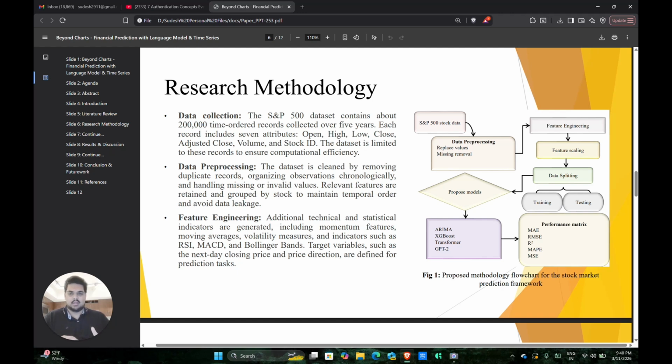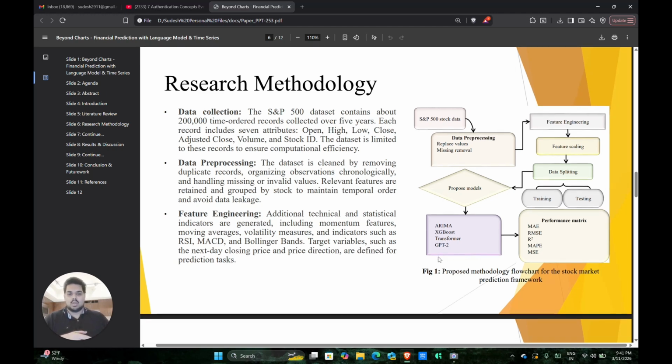The data set was limited to these records to ensure computational efficiency, which was one of the things which I marked in the previous papers. I didn't want to go too heavy on the computation. For the data processing, the data set was cleaned by deleting duplicate records, chronological ordering, and handling missing values, the standard data processing steps followed across the industry. The relevant features were retained and grouped by stock to maintain the temporal order. And for feature engineering, I used momentum features like RSI, MACD, and Bollinger Bands, which I discussed earlier. Target variables such as the next day closing price and the price direction, as in will it go up or will it go down, were defined as the end results for the models.